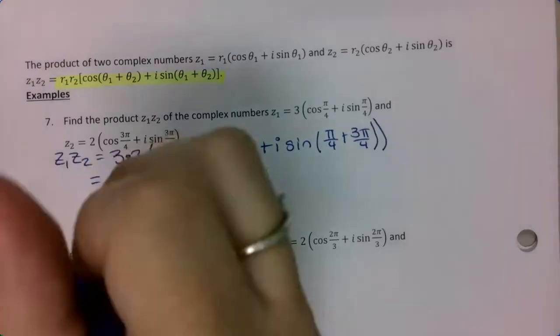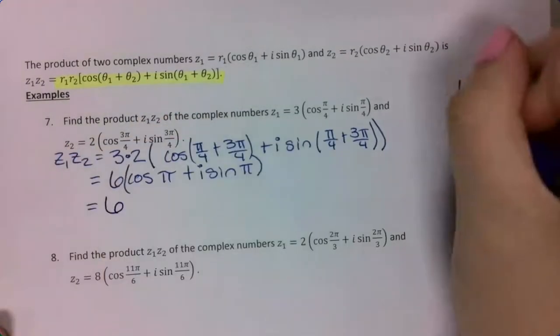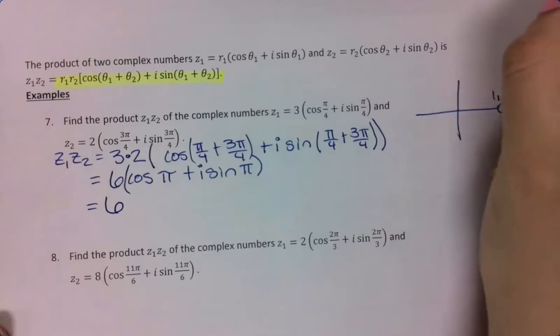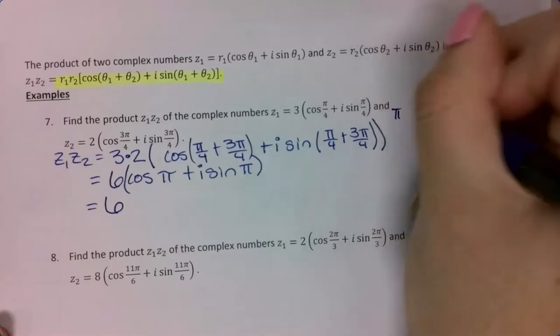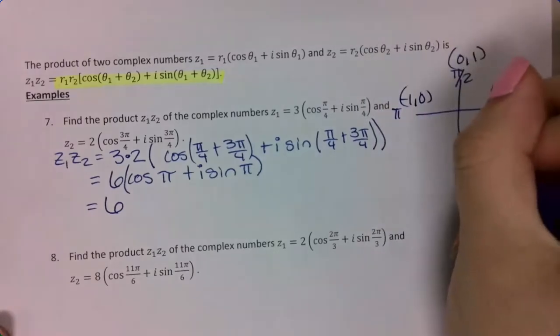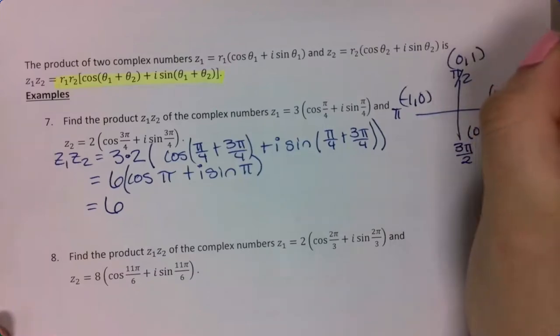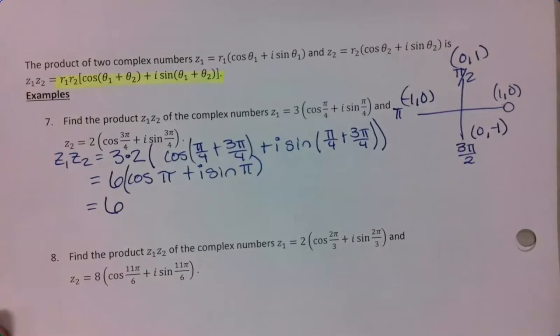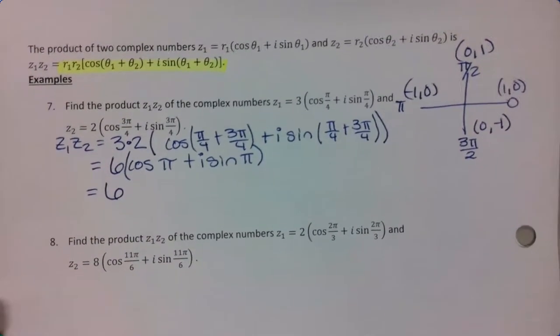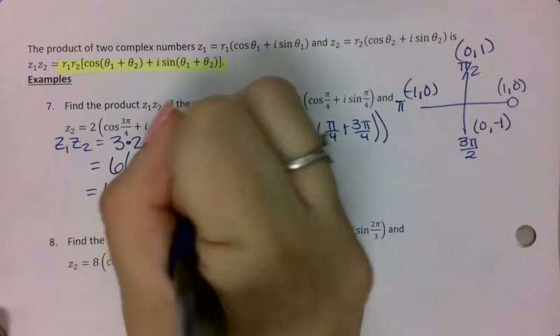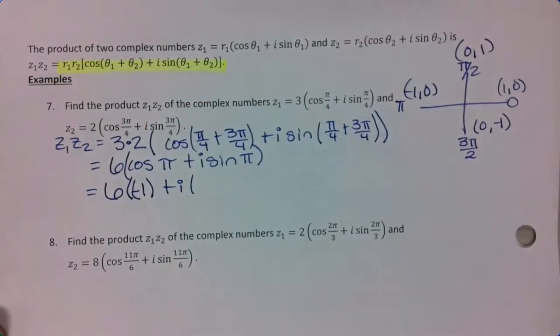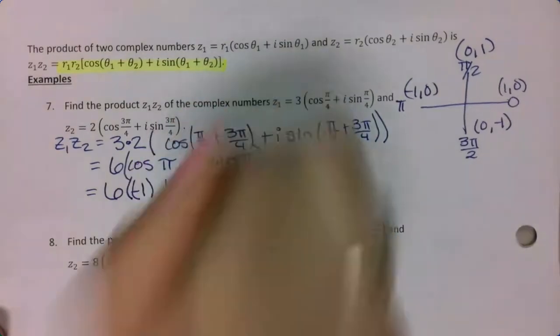So then I actually want to figure out what these are at pi. Remember, pi is the one where I have to use this one. So what's cosine of pi? And then sine of pi. Yeah, 0.